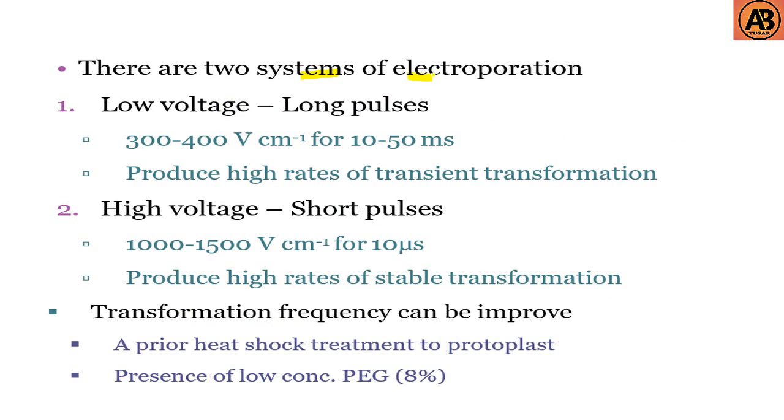There are two systems of electroporation: low voltage and high voltage. Low voltage, long pulses, 300 to 400 volts per centimeter for 10 to 50 milliseconds, produce high rates of transient transformation. High voltage, short pulses, 1000 to 1500 volts per centimeter for about 10 microseconds, produce high rates of stable transformation. Transformation frequency can be improved by a heat shock treatment to protoplasts and the presence of a low concentration of PEG, 8%.